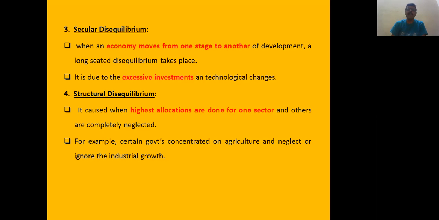Next, the fourth one is structural disequilibrium. Structural disequilibrium is caused when a higher allocation of money is done in one sector and the least allocation of money is done in the other sector. If a huge amount of funding is done in an unrequired sector and less money is invested in the required sector, then also disequilibrium is started.